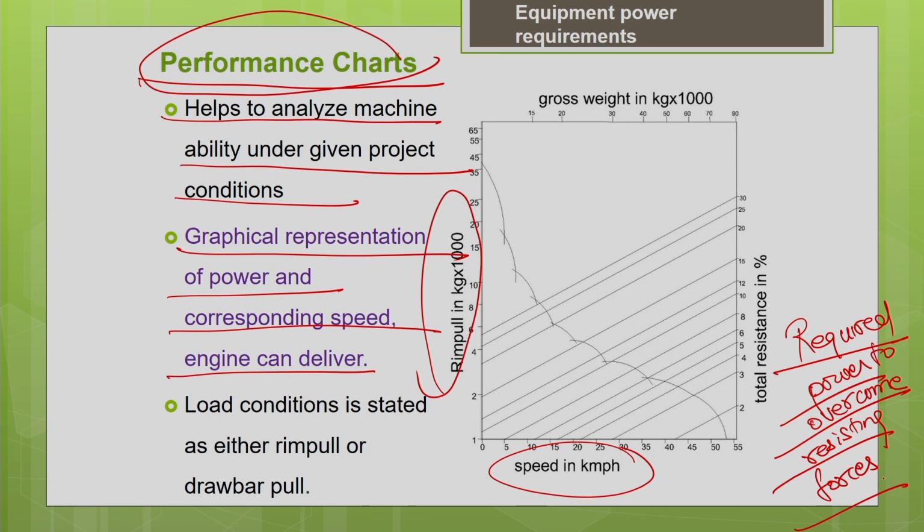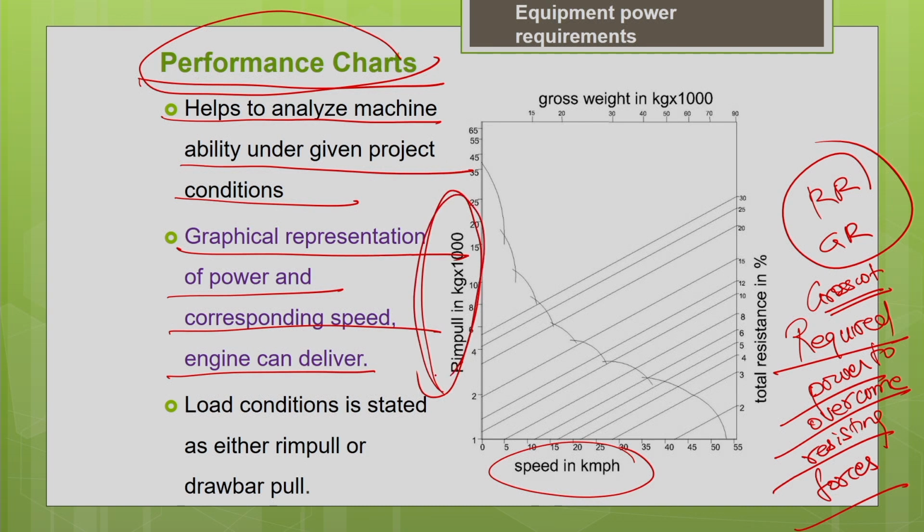For your haul route, if you know your rolling resistance and the grade resistance, and if you know the gross weight of your machine, you can calculate the required power or the rim pull. Say for example, if this is going to be 8 into 1000, 8000 kg, you draw a horizontal line intersecting the gear curve. These are nothing but gear curves for different gears: first gear, second gear, third gear, fourth gear. So different gear curves are there.